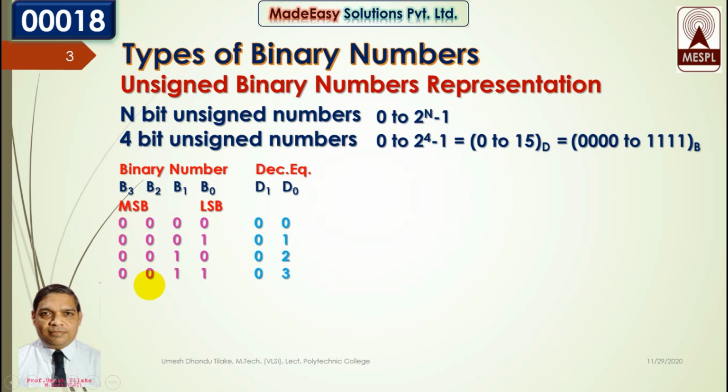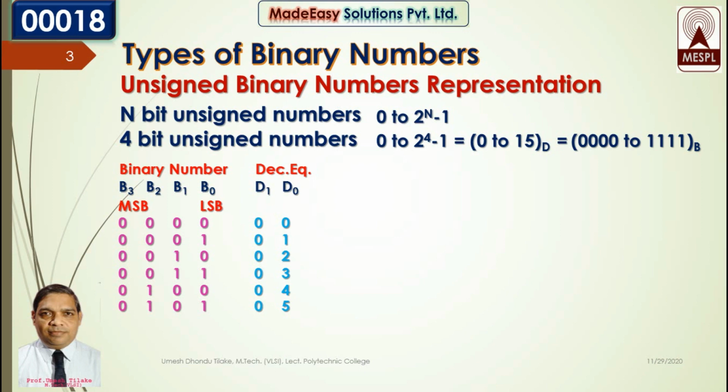So B2 should change to 1 now in the next number, B3 should remain 0 and B1 and B0 should repeat these 4 combinations 00, 01, 10, 11. That means our next number should be 0100. So we have 0100 and its decimal equivalent is 4. Our next number should be 0101, its decimal equivalent is 5. That means if you have watched the video of binary number system, then you can easily write the binary numbers.